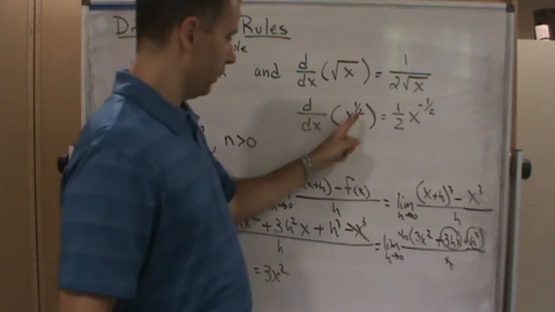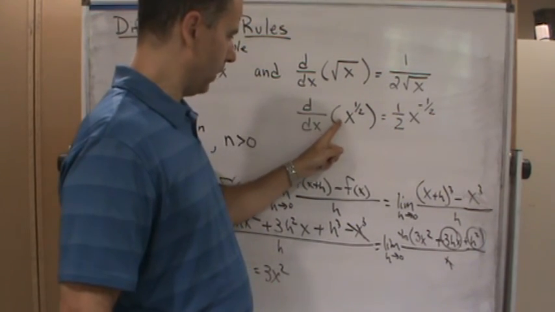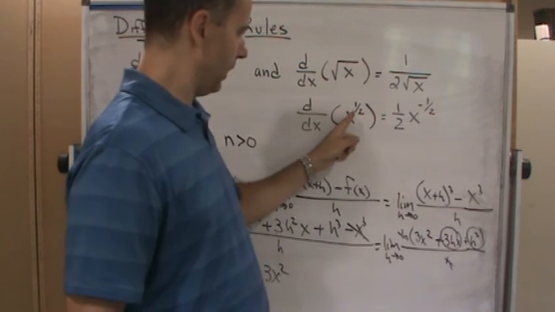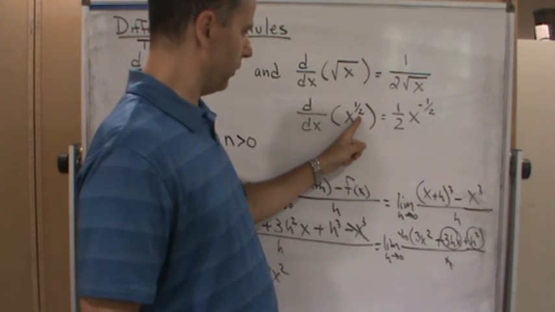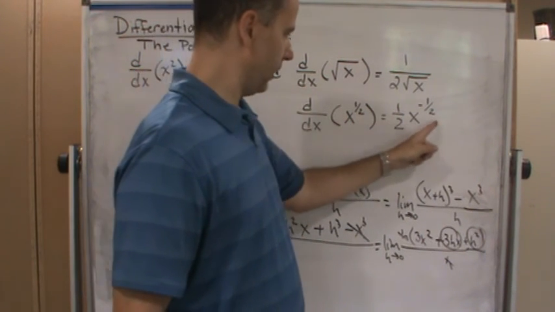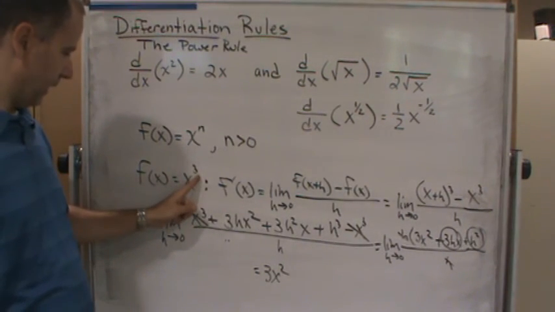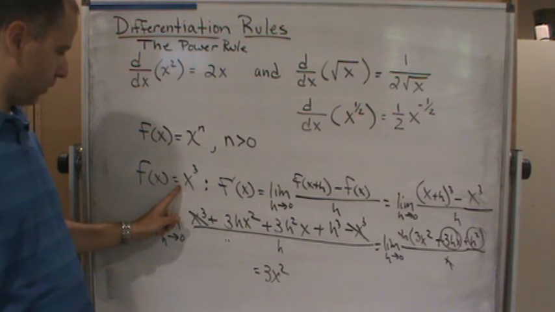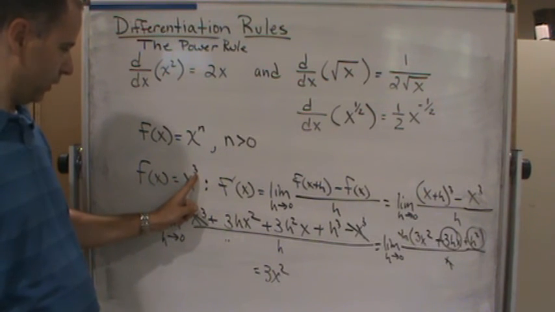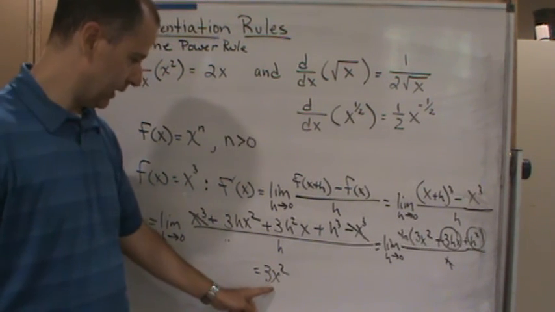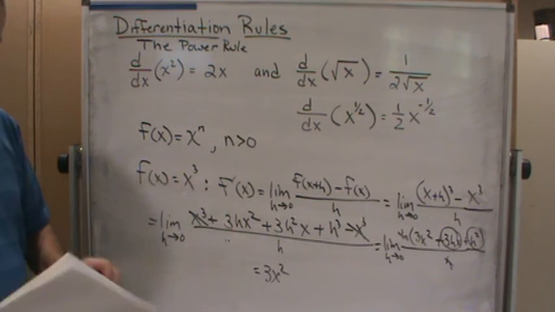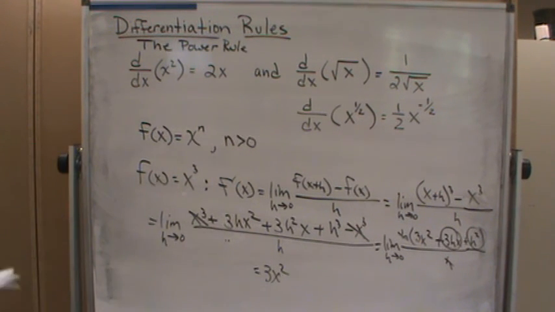Same thing here. The 1/2 comes down as the coefficient, and then we subtract 1 from the exponent, and we get this. Likewise, it's the same thing here. We take the exponent down to be the coefficient, and then we subtract 1 from the exponent to get this. And so that's what seems to be what we're going to call the power rule. And in fact, that is the power rule.